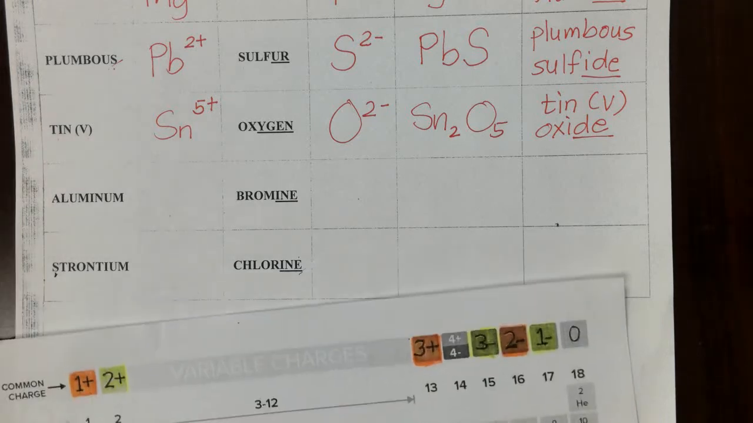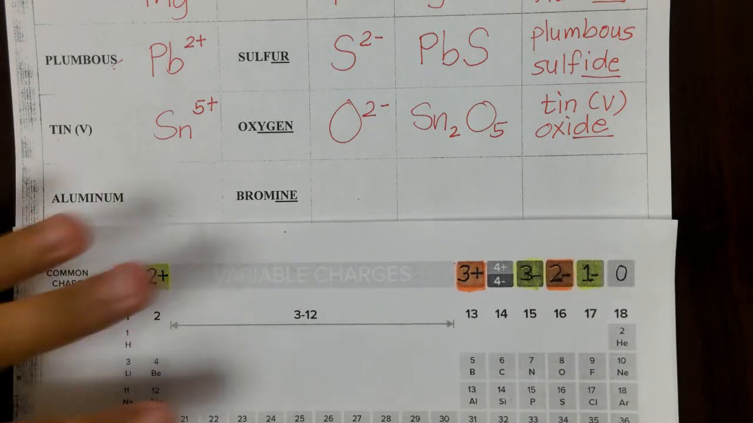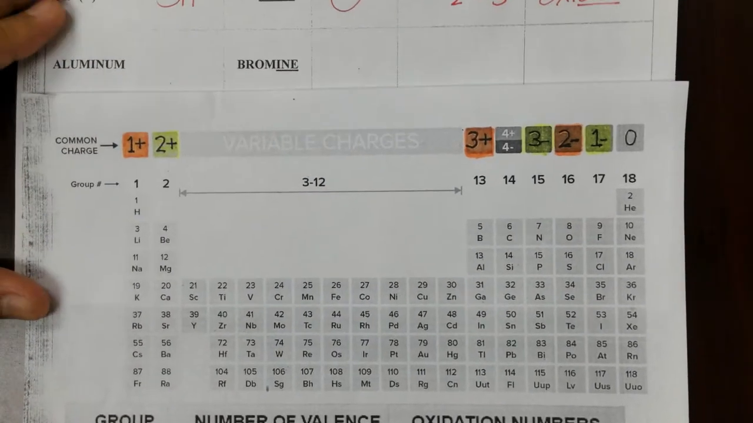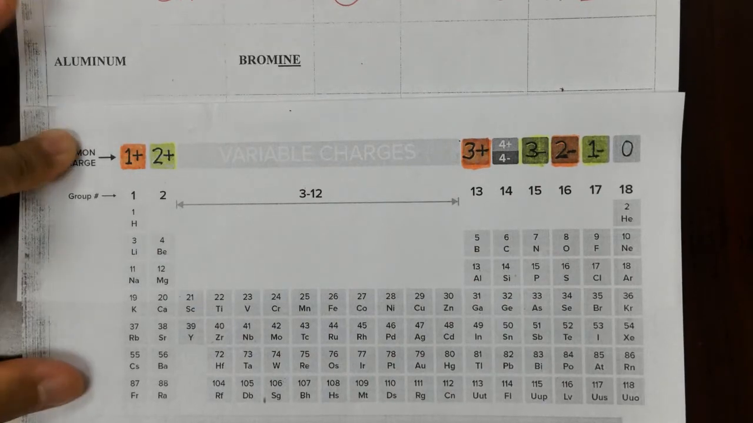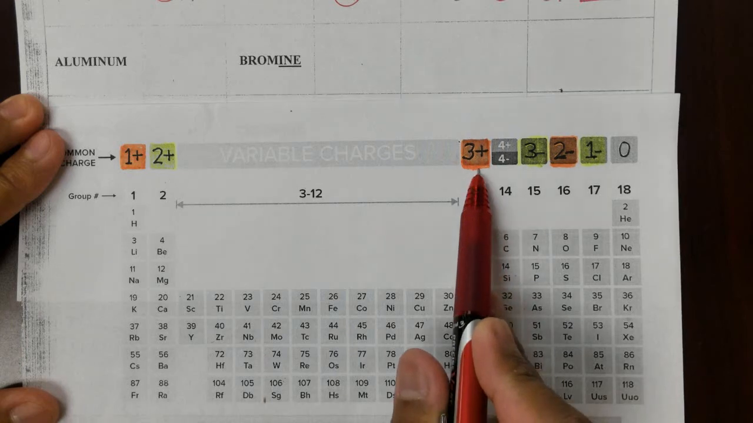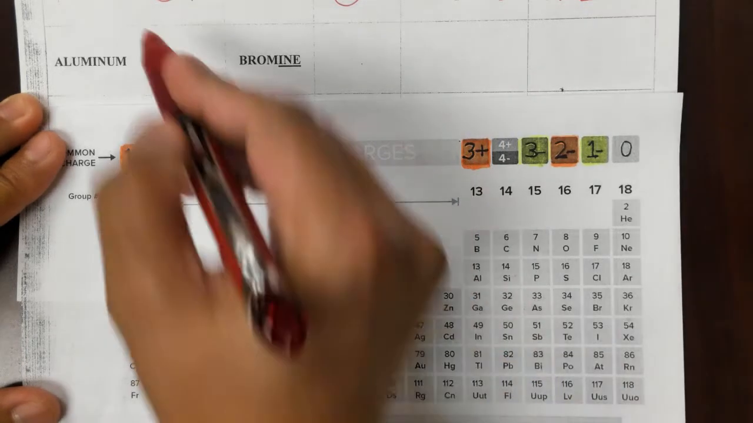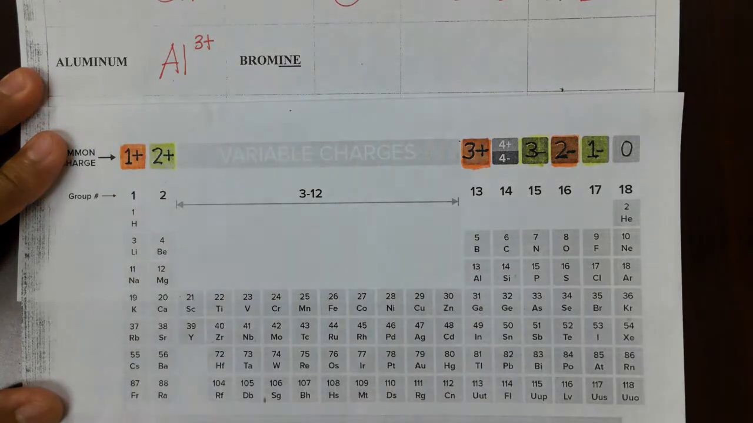Now, we are almost done with our last two. Let's do the second to the last. Let me raise this up. So we have aluminum and bromine. So aluminum is here. And finally, it has a charge in here, so I don't have to go to the list of ions. So it's Al3+. So aluminum is Al3+.